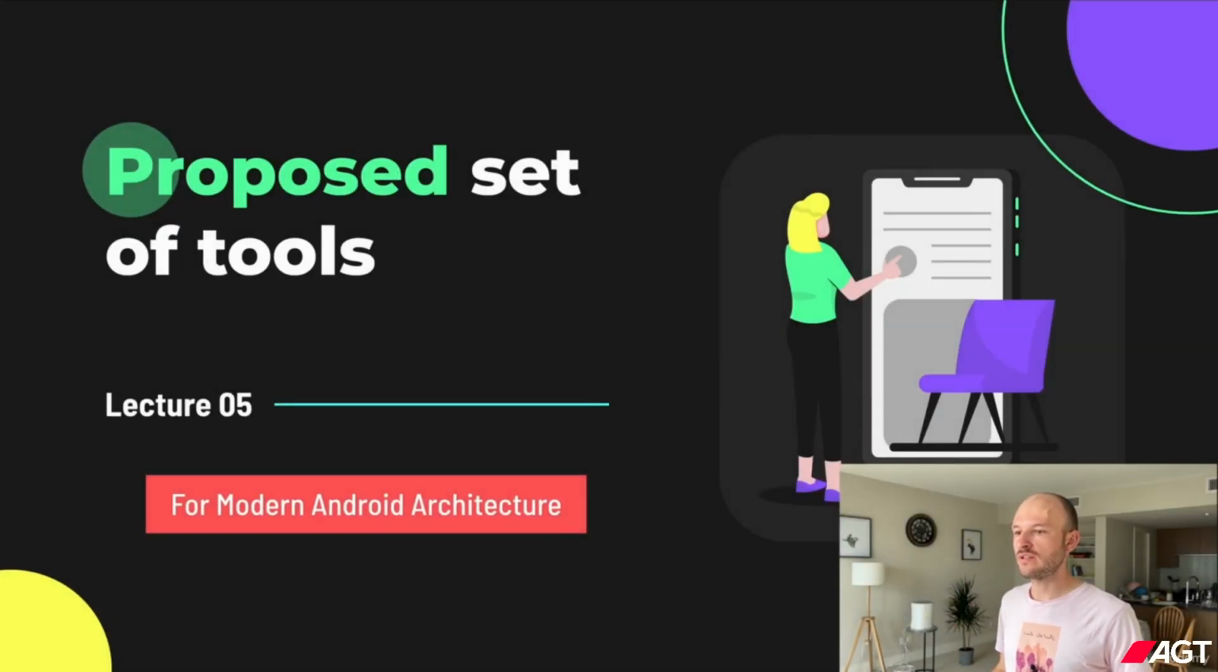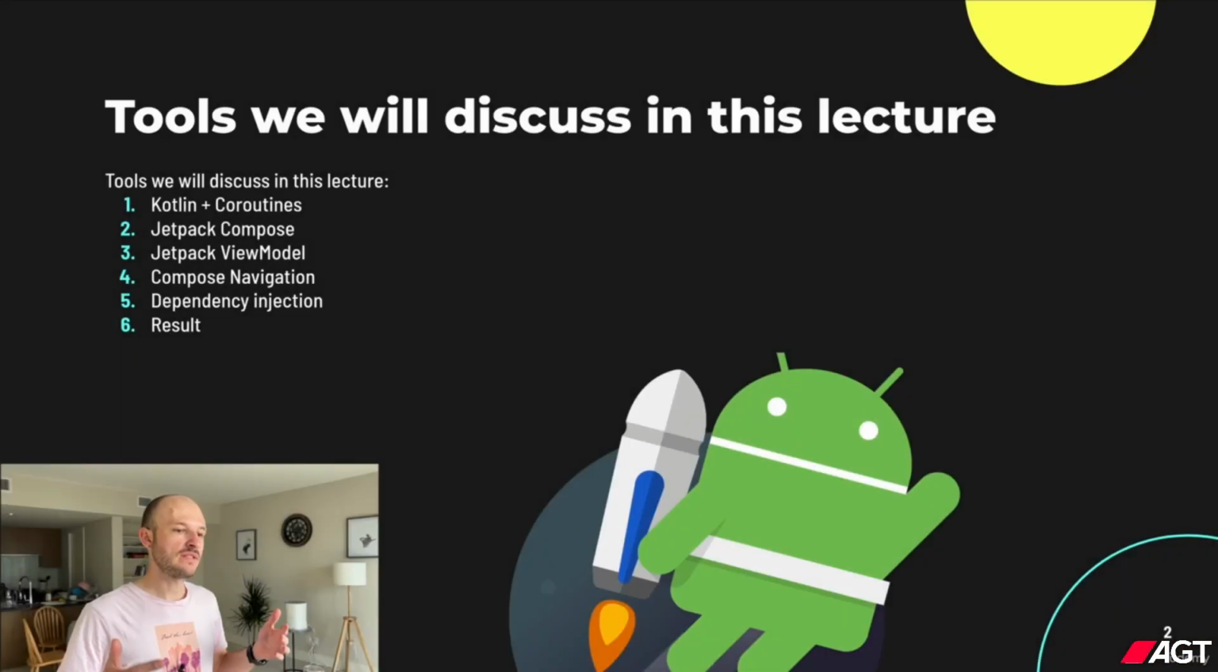Welcome to the lecture on the suggested stack for the modern Android architecture. In this lecture, I'll introduce you to the suggested stack for modern Android architecture and explain how each tool fits into the overall architecture. We'll also discuss the trade-offs and considerations to keep in mind when choosing which tools and technologies to use. Tools we will discuss in this lecture: Kotlin plus coroutines, Jetpack Compose, Jetpack ViewModel, Compose Navigation, Dependency Injection, Result Library. Let's get started.